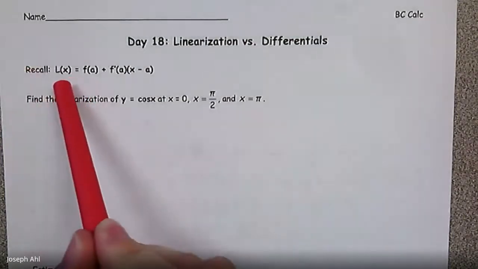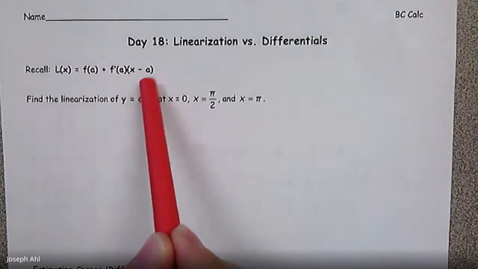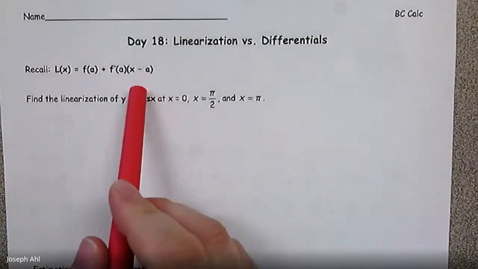We'll recall that the formula for L of x is f of a plus f prime of a times x minus a, which is basically just the slope of the tangent line, or the equation of the tangent line rather, at x equals a.